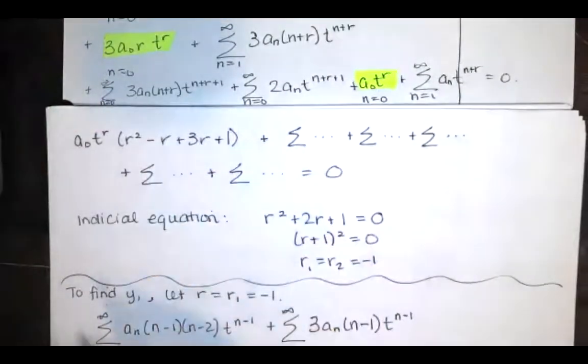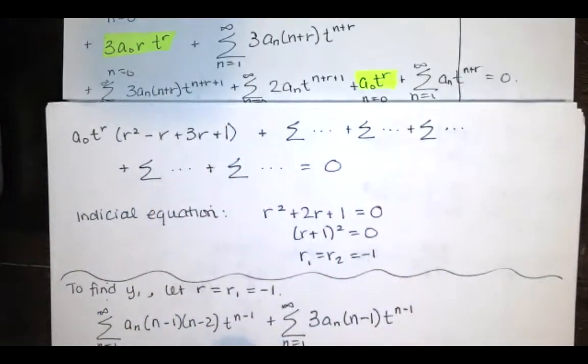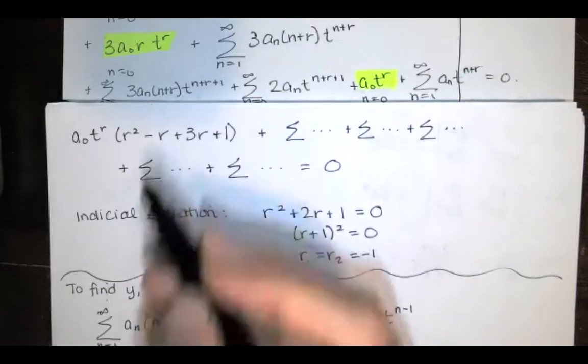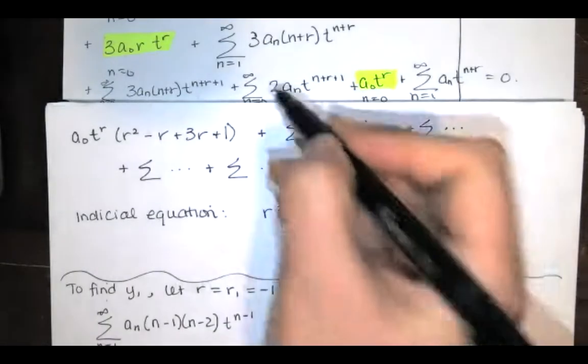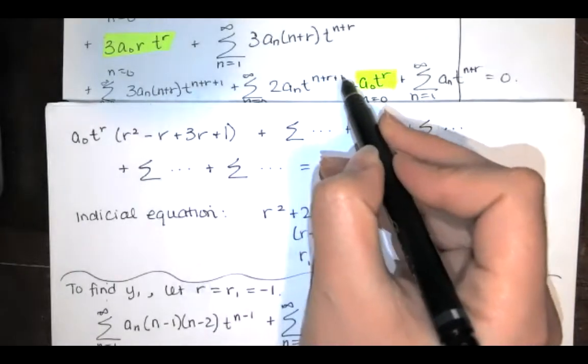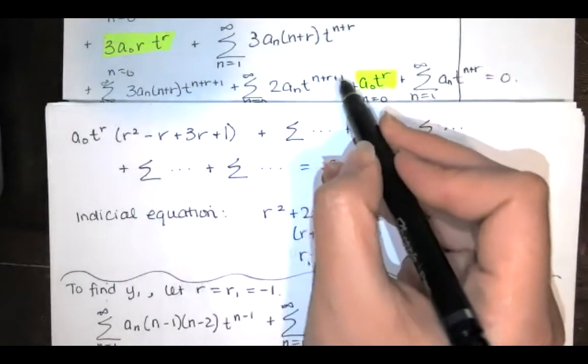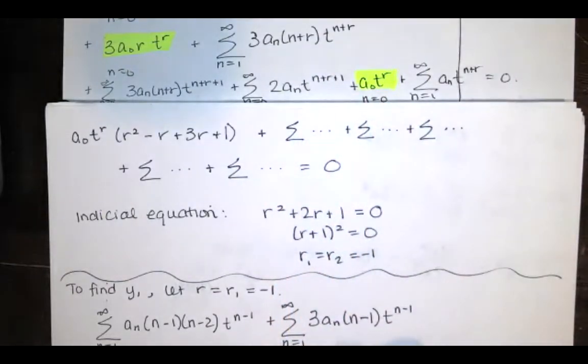The next 2 series, I'm just replacing r with -1. I'll have n minus 1 times t to the n minus 1 plus 1, which is going to be t to the n. Here, I've got the 2a sub n. If r is -1, -1 plus 1 is 0. So this is just going to give me a t to the n.